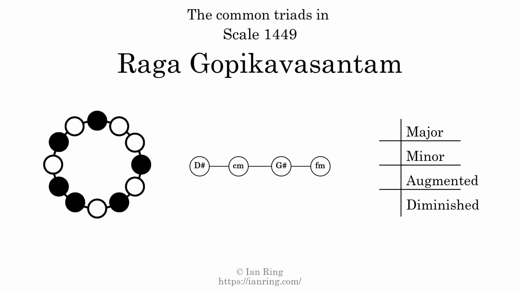The diagram in the center is a graph of parsimonious voice leading between triads. There are 2 major triads. There are 2 minor triads. There are no augmented triads. There are no diminished triads. Here is a Hamiltonian path of parsimonious voice leading that uses all the triads.